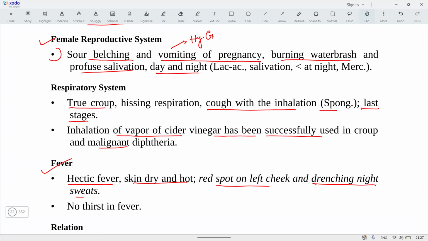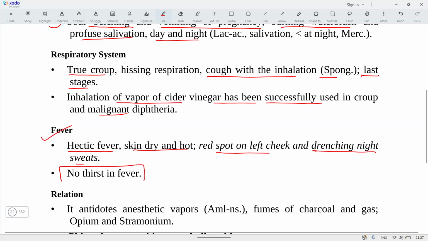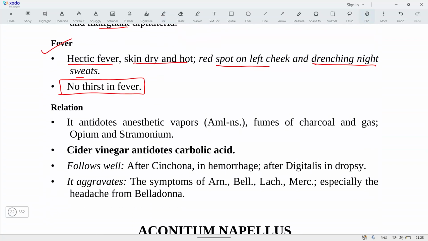Okay. Lastly, I have already discussed fever. Remember, no thirst in fever, though acetic acid patients generally have a large quantity of thirst. And the last point, next, is the relation.